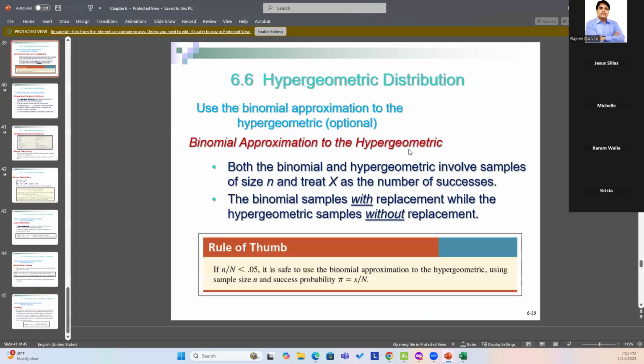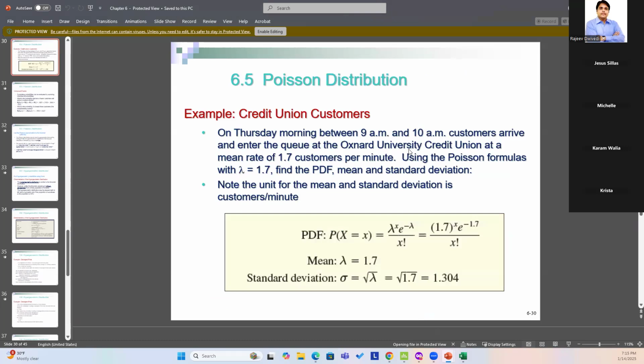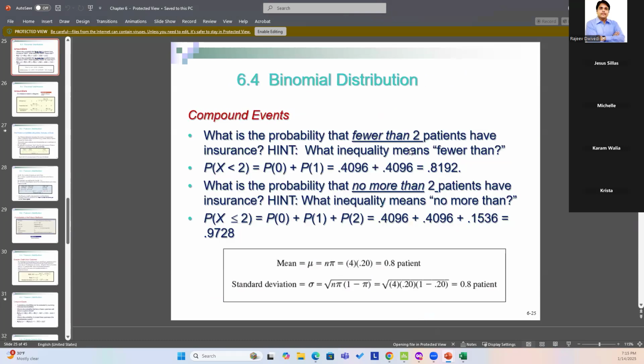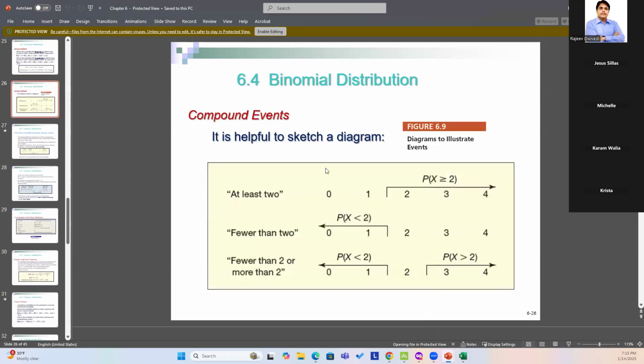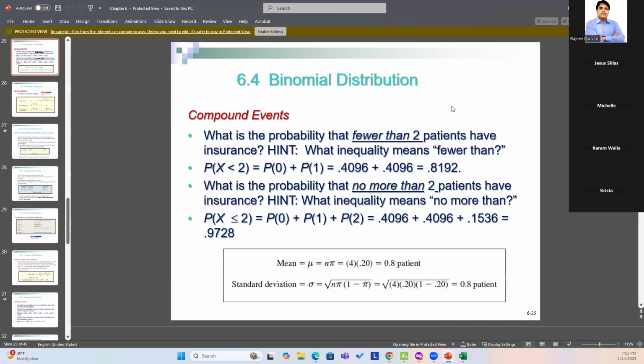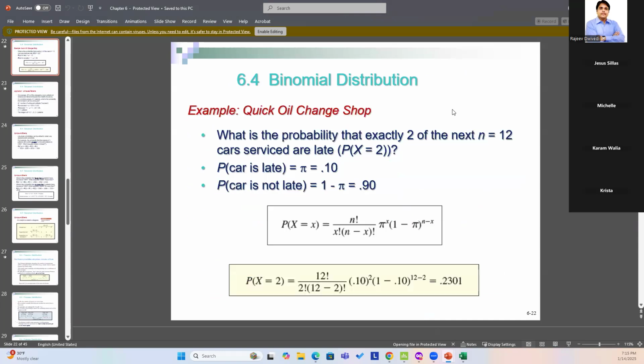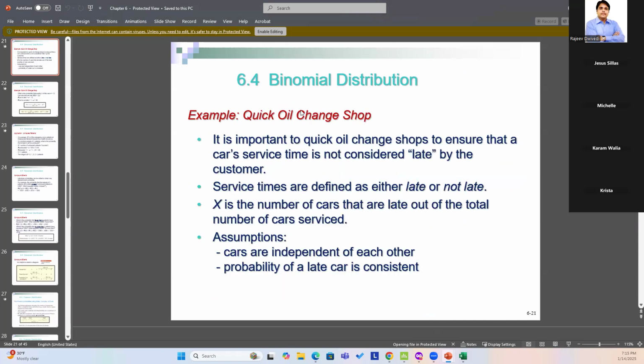So this is chapter number 6. Chapter 6, the most important slide is this, to check which x value you are going to use, and fewer than, more than, you can check. Is it clear to everyone what we are going to learn in chapter number 6? Discrete means the x value is always 0, 1, 2, 3, 4, 5. Integer.